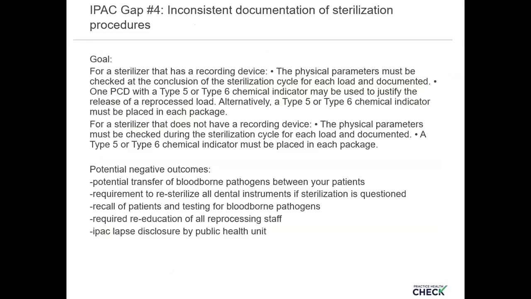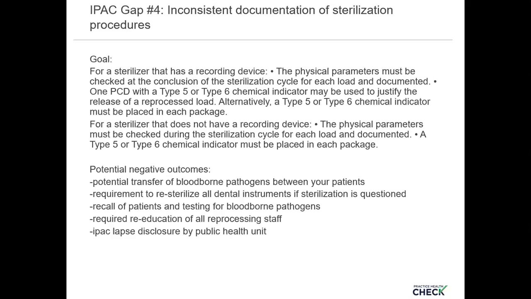That's very important. Number 4, inconsistent documentation of sterilization procedures. For a sterilizer that has a recording device, the physical parameters must be checked at the conclusion of the sterilization cycle for each load and documented on a log sheet. One PCD with a type 5 or type 6 chemical indicator may be used to justify the release of a reprocessed load.